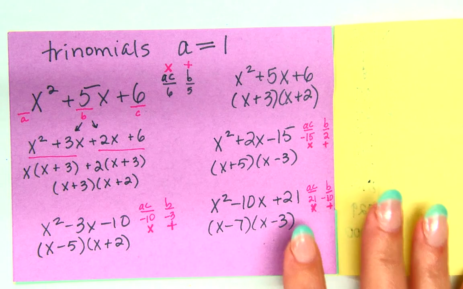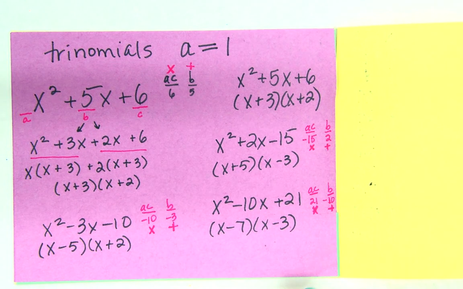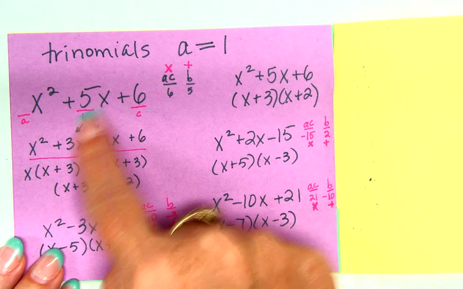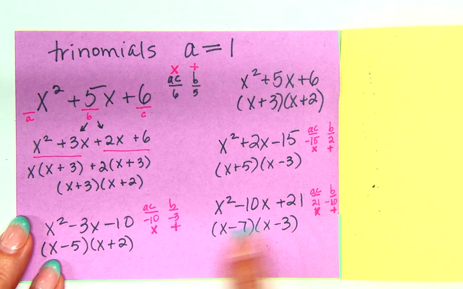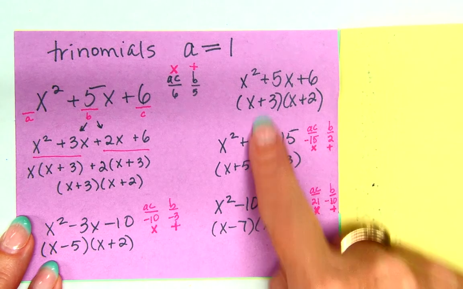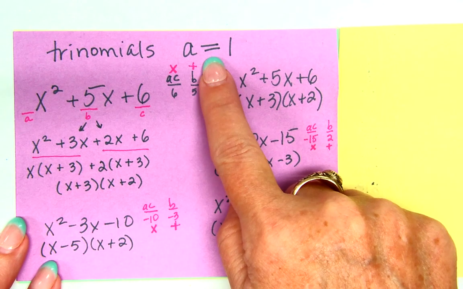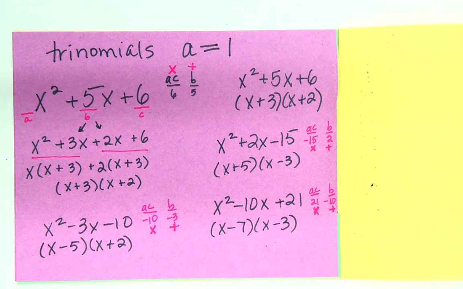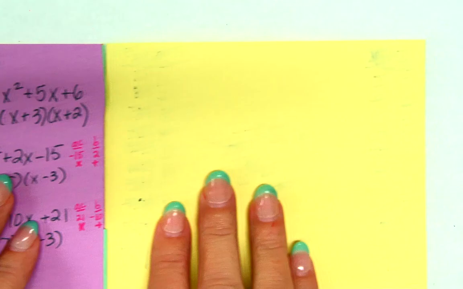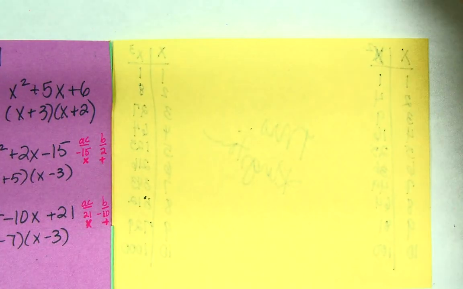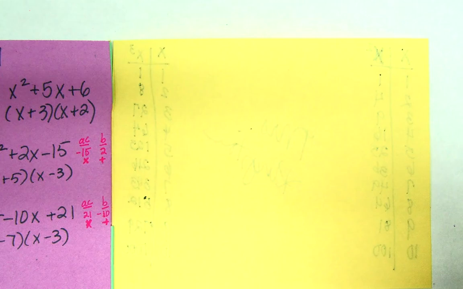All right, here are the notes from yesterday, right? We talked through the long way, and then we talked through the shortcut. When can you use the shortcut? When A equals 1, right? So what are we going to talk about today? When A does not equal 1. Okay, when A does not equal 1.